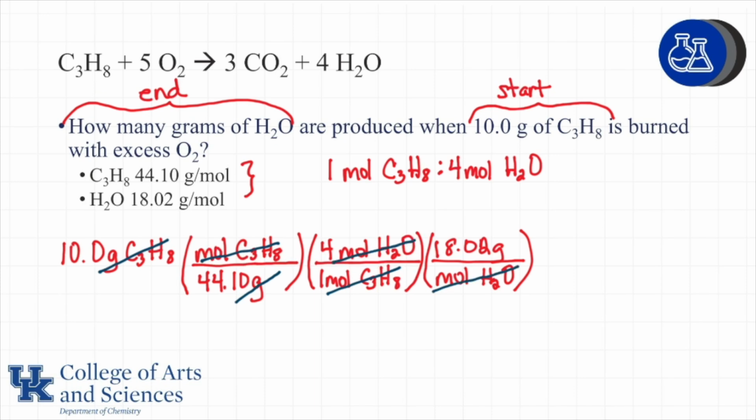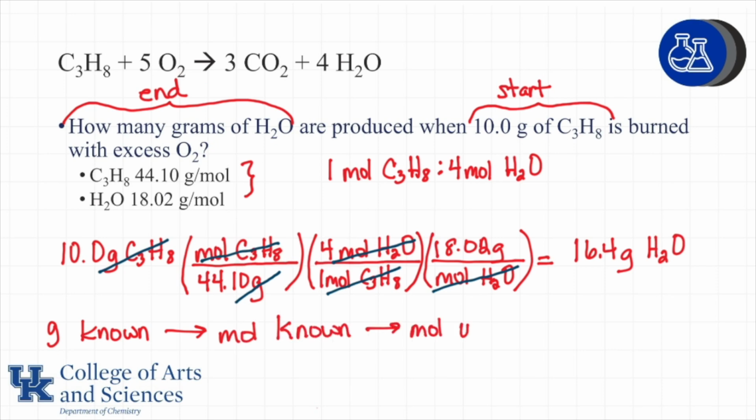This time, because I needed moles of water to cancel out, the moles went in the denominator for the molar mass, and the grams is on top. Now I have units of grams of water left, and when I do the calculation, I get 16.4 grams of H2O. In this problem, we added one little step of grams of our known to moles of our known to moles of our unknown to grams of our unknown. Again, using our mole to mole ratio from our balanced chemical equation.